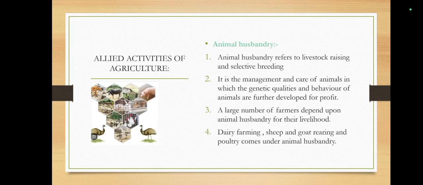Now, we have seen what is agriculture, but there are some activities which are allied activities of agriculture. So, first is animal husbandry. Animal husbandry is rearing different animals and obtaining various products from them for subsistence. Animal husbandry refers to livestock raising and selective breeding. It is the management and care of animals in which the genetic qualities and behavior of animals are further developed for profit. A large number of farmers depend upon animal husbandry for their livelihood.